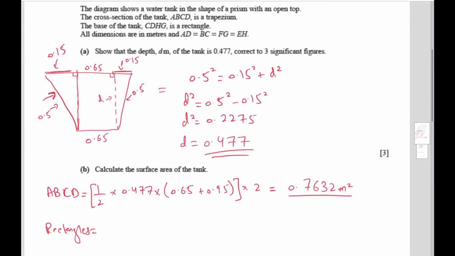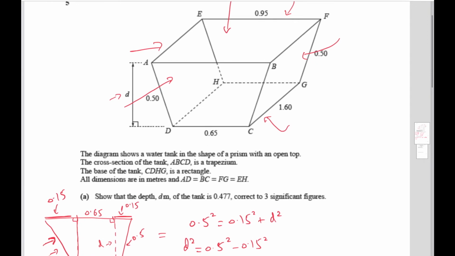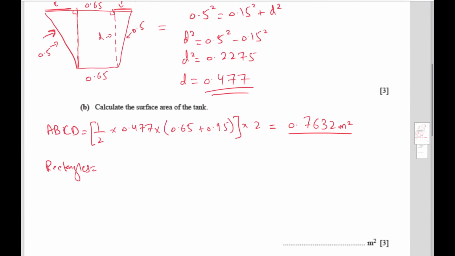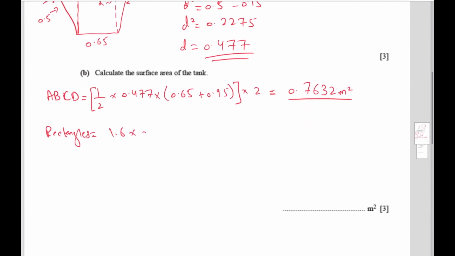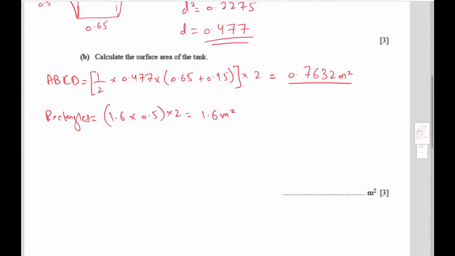Okay, now let's talk about the rectangles which are on the right and the left. If I talk about the rectangles, we just do the length of the base times this length over here, which is 0.5, and then we multiply it by 2. So we do 1.6 times 0.5 and we multiply this by 2 because there are two rectangles. 1.6 times 0.5 times 2, this gives us 1.6 meters squared. Okay, lastly, what's left is the bottom. So I write the bottom over here.